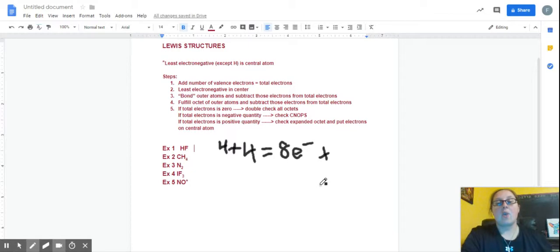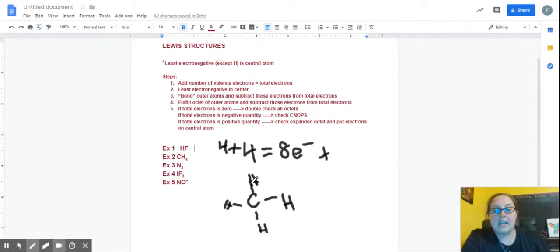Okay. Now, what goes in the center? The least electronegative. Hydrogen technically is out of this, but hydrogen cannot go in the center. So I'm going to put carbon in the center, and I'm going to bond my hydrogens. There's a hydrogen, and there's another hydrogen there. Okay, now how many electrons did I use to bond all of those? Well, I used 2, 4, 6, 8. So I used 8 electrons to do that.